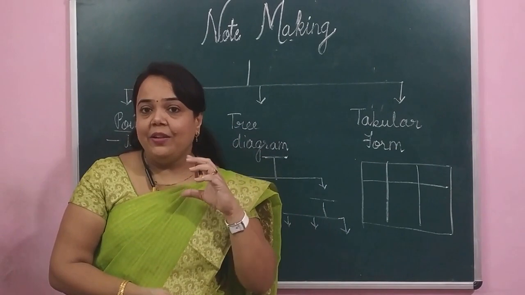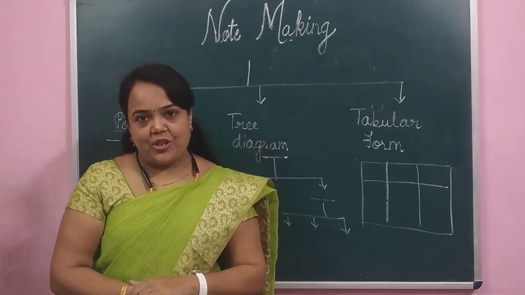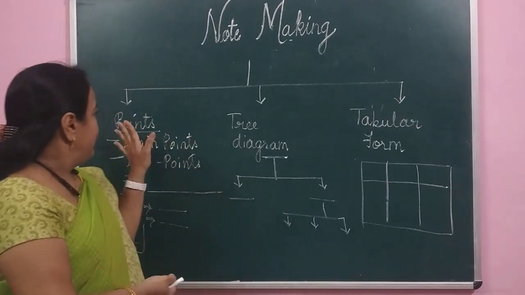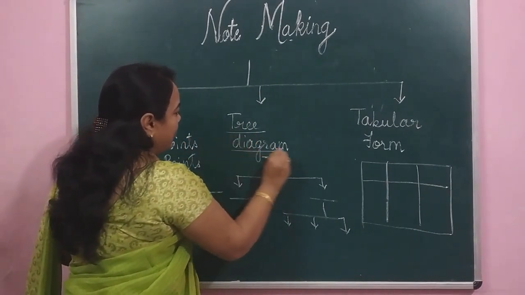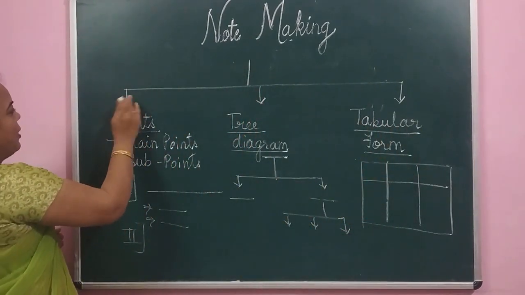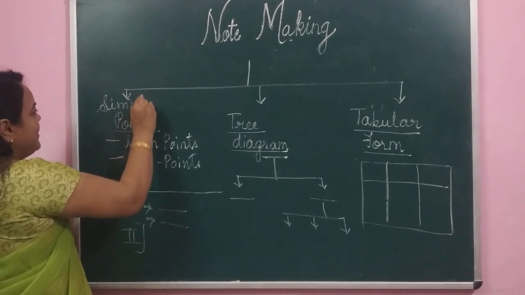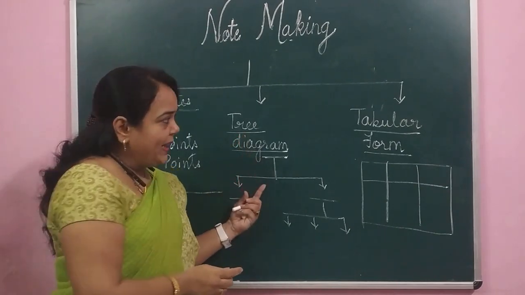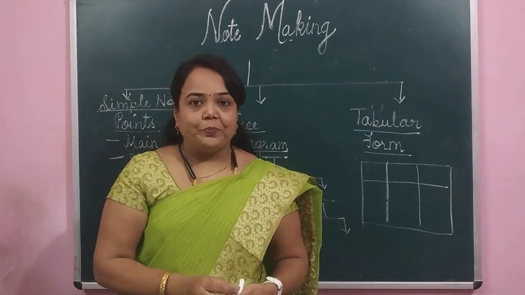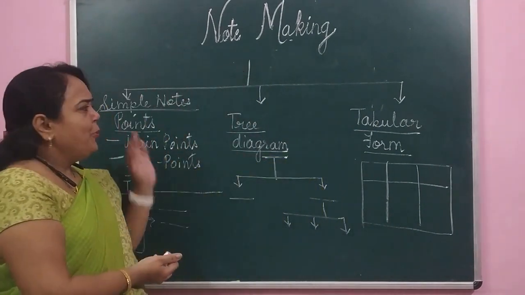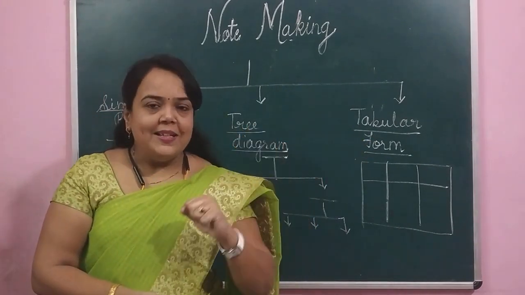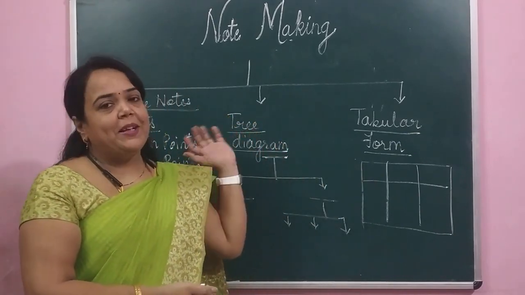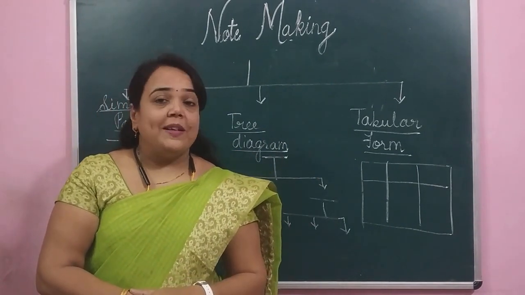Now, when you are writing notes in the exam, a passage will be provided to you and you will be expected to make simple notes. To remember, we can give them a particular name. Points-wise, we can name it simple notes. Then the tree diagram and the tabular form. Now, when you are given a passage and expected to condense it in any given form, maybe tabular form, tree diagram, or point-wise and sub-points, what should you do?